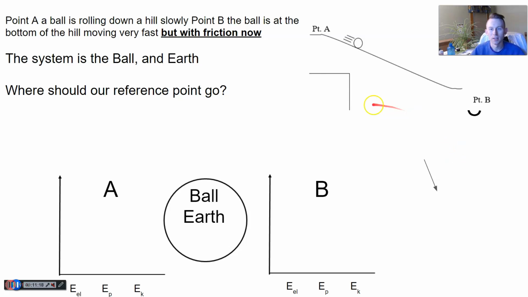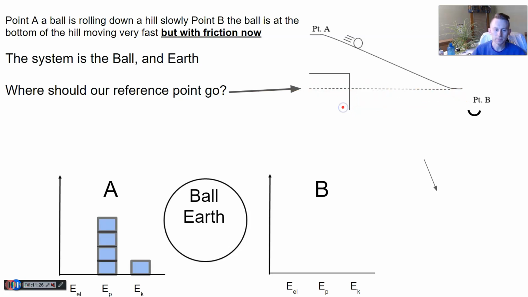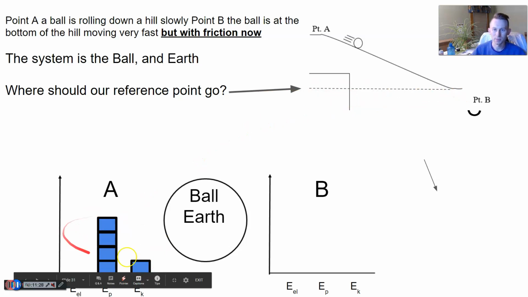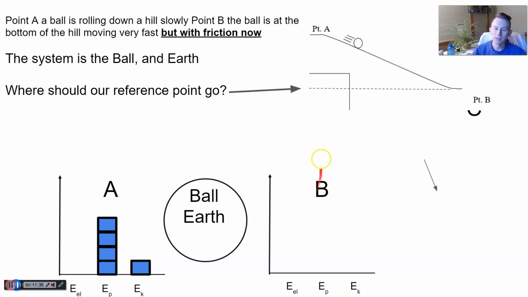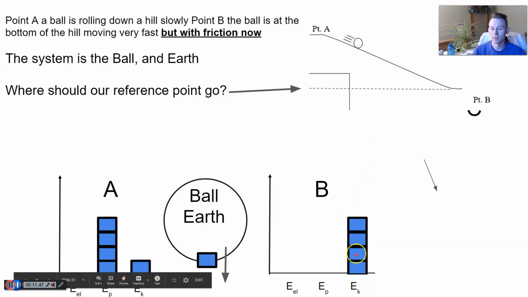Okay, so here we go. So it's the same scenario as before, but this time we have friction. So the reference point is gonna go in the same spot. And the beginning is gonna be the same as well, because there's nothing different about the beginning this time. And now for part B, that's where things are going to be different. We know that friction is going to cause this ball to move slower. So before I had 5 bars of energy, now I have 4 bars of energy here.